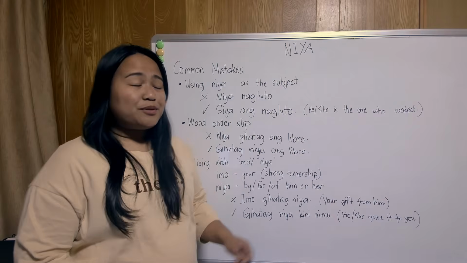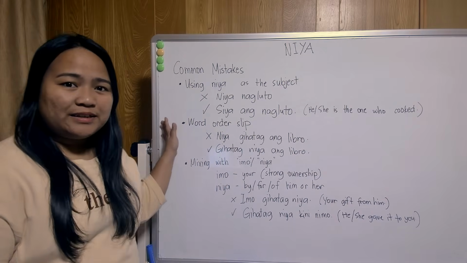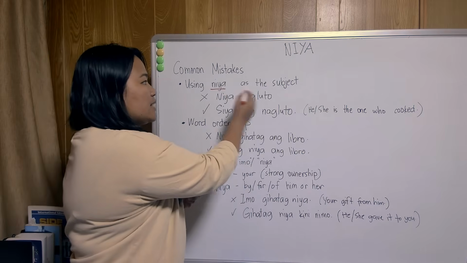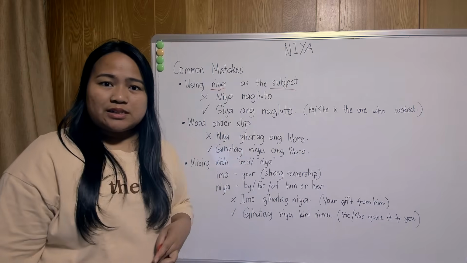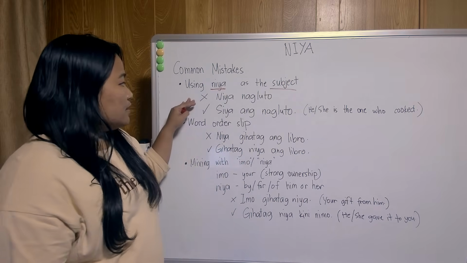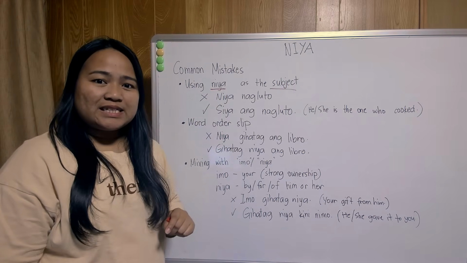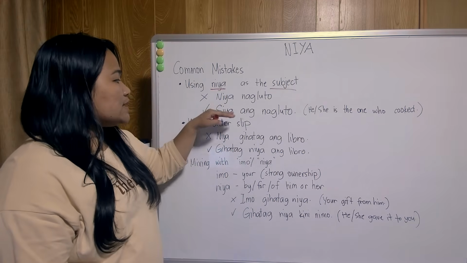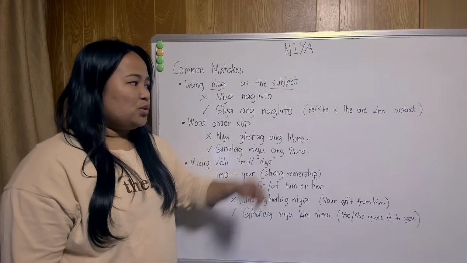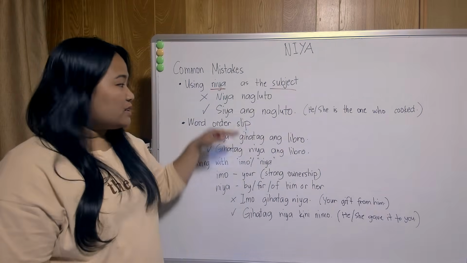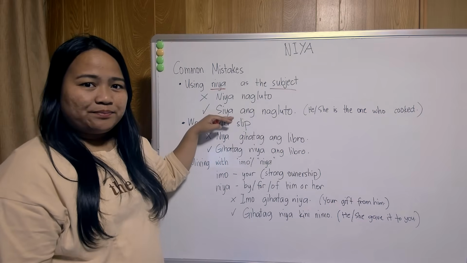Now let's see the common mistakes of niya. So we have here using niya as the subject. So the sentence niya nagluto, it's incorrect. So it should be siya ang nagluto. So he or she is the one who cooked. So the subject pronoun siya.